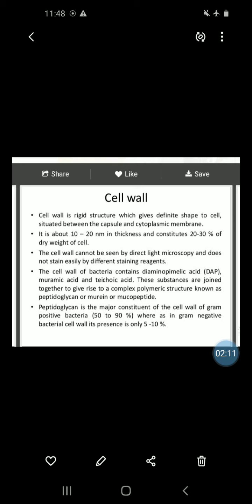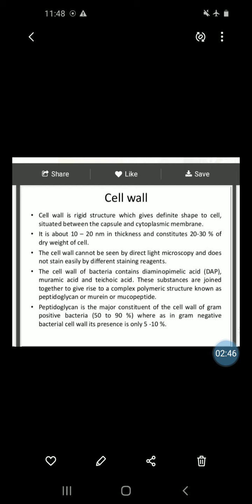I am repeating once again. The cell wall of bacteria contains DAP, that is diaminopimelic acid, then muramic acid and teichoic acid. These three substances are joined together to give rise to a complex polymeric structure, and this structure is known as mucopeptide, or murein, or peptidoglycan.